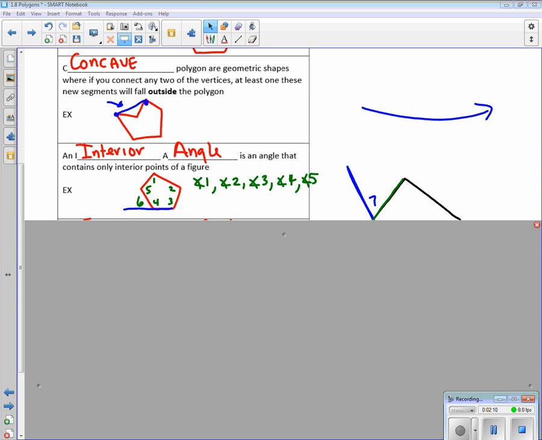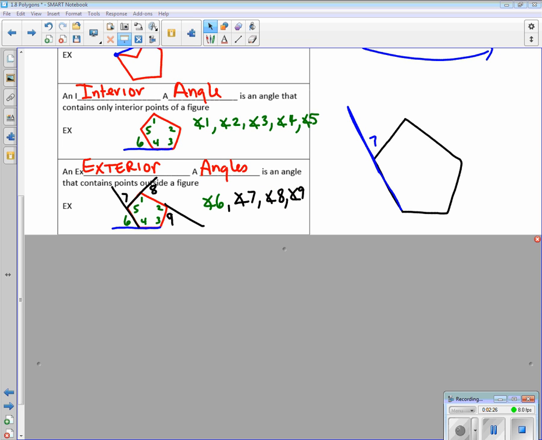In this figure, I show you what interior angles are. I've listed the interior angles. Angle 6 is not listed there because it has an exterior idea to it. So 1, 2, 3, 4, and 5 are all interior angles.